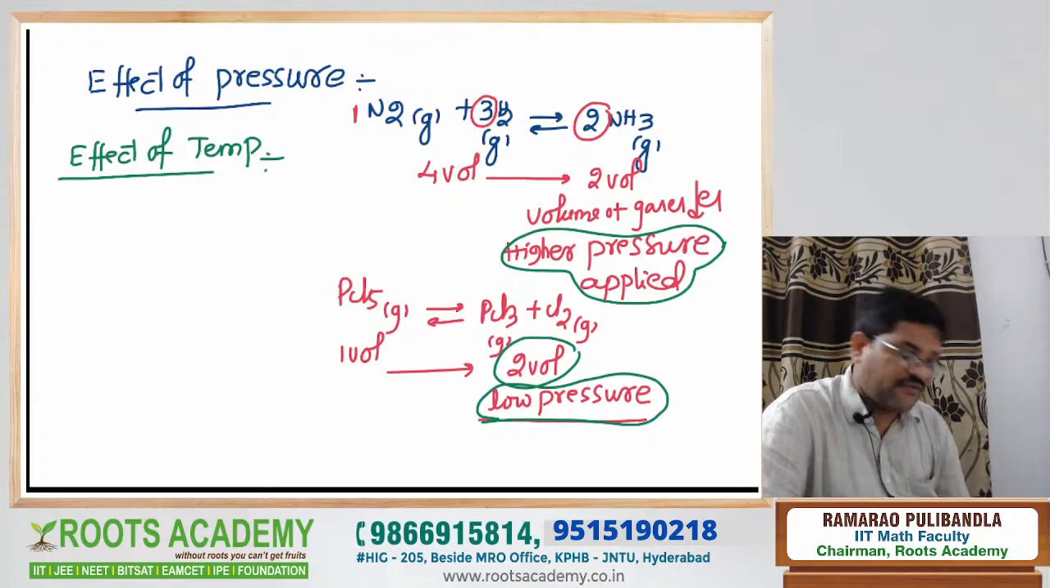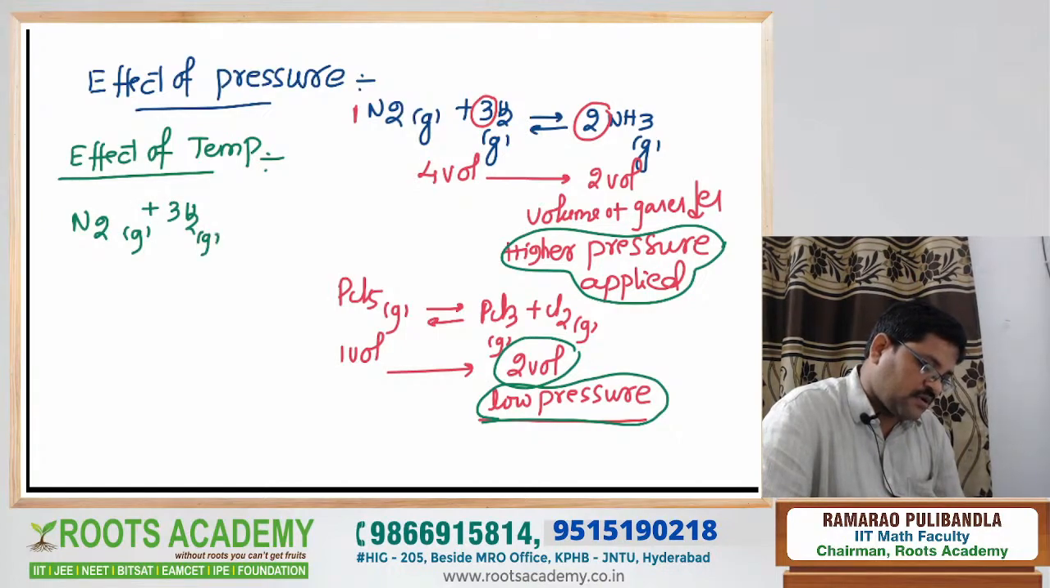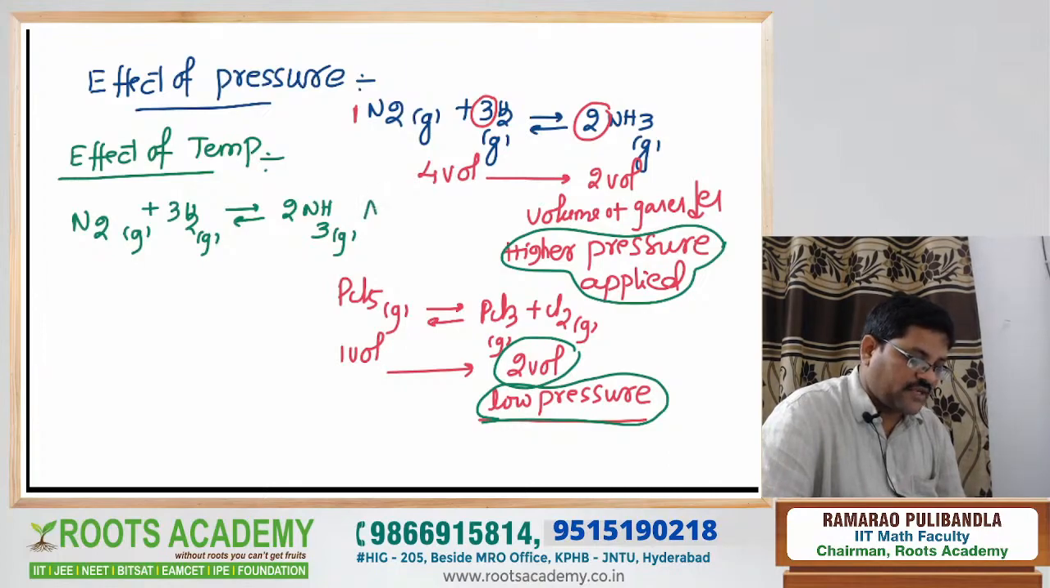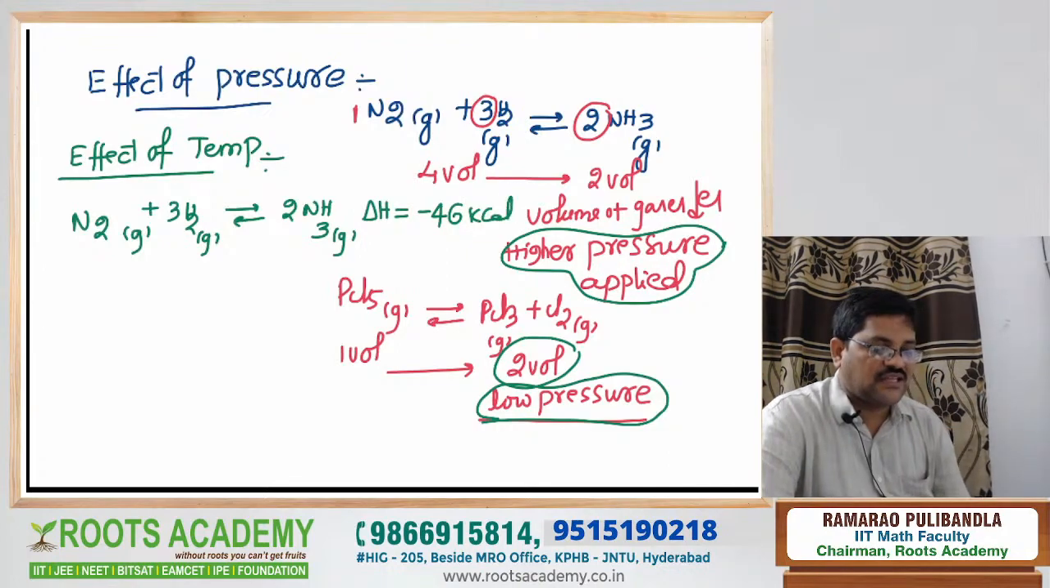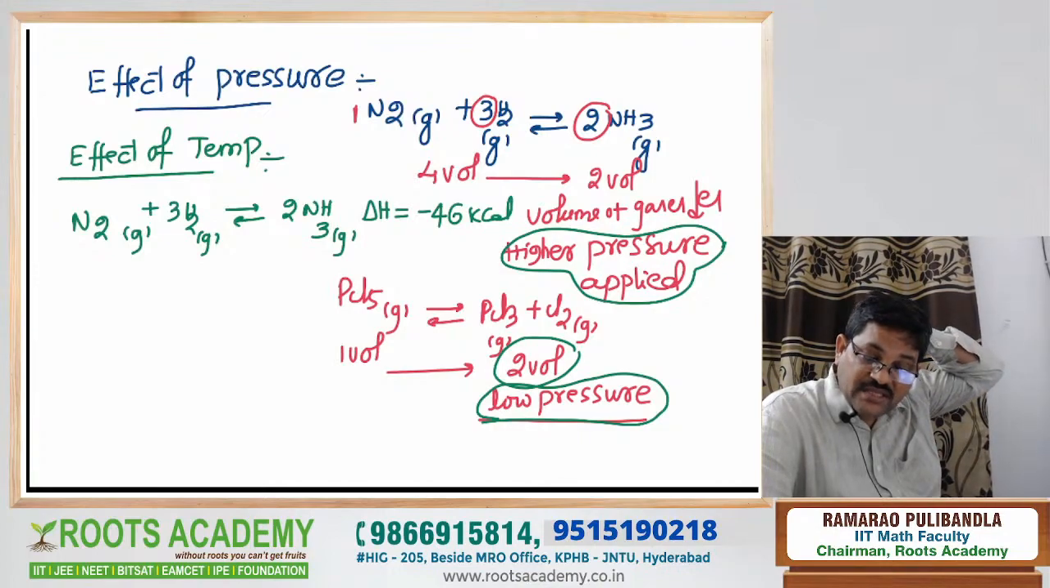And go to the effect of the temperature. Now take one example: N2 gas plus 3H2 gas. For example, the given reaction is an exothermic reaction. N2 plus 3H2 gives rise to 2NH3, the synthesis of ammonia. Enthalpy of reaction is minus 46 kilocalories. That is the enthalpy change of the given reaction. In the synthesis of ammonia, 46 kilocalories of heat is liberated.